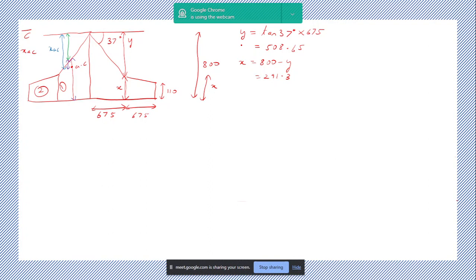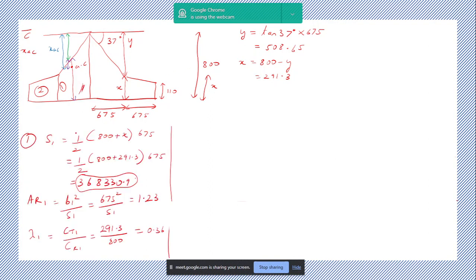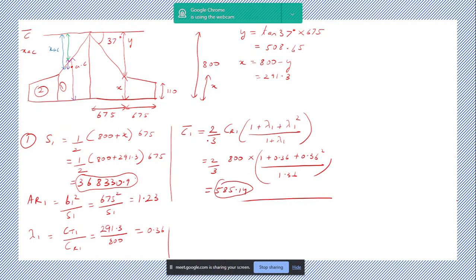Okay, we're just going over the steps that we've already done. Then what we did was, for the first section, that is this section, we find out area. So area of a trapezoid is half sum of those sides and the vertical. Okay, so this is 675, and the sum of the other two sides is 800 plus x. X we've just found here. Okay, so we find out the area, then we find out its aspect ratio. Span is given to us, it is the 675. The area we just found out, substituted, you get the aspect ratio. Then we find this ratio, that is the root tip chord by root chord, lambda, and using that we find out the mean aerodynamic center for section 1, so C1 bar. Okay, so this is the formula, 2 by 3 CR1 into 1 plus lambda 1 square by 1 plus lambda. So C1 bar is 585.14.